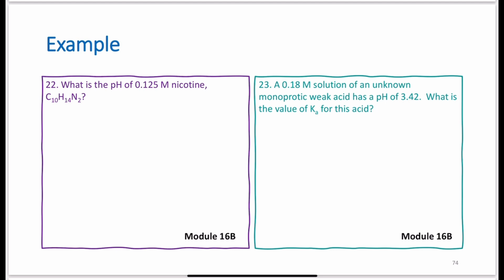Let's go ahead and work the next one. Number 23, a 1.8 molar solution of unknown monoprotic weak acid has a pH of 3.42. What is the Ka value for this acid?